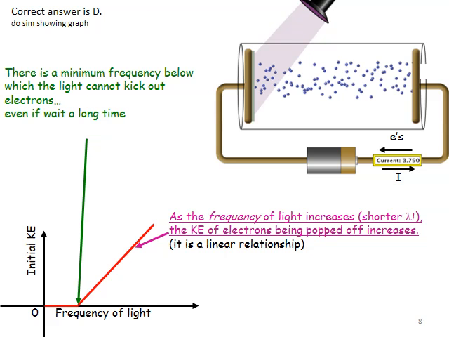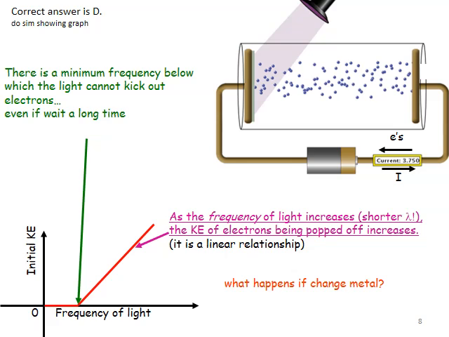Well, the correct answer is D. The question is, why is it D? Well, we look at this. There is a minimum frequency below which the light cannot kick out any electrons. Even if you wait a whole long time, the electrons aren't going to come out. As the frequency of light increases, or you go to a shorter wavelength, the kinetic energy of the electrons being popped off increases. So it's a linear relationship.